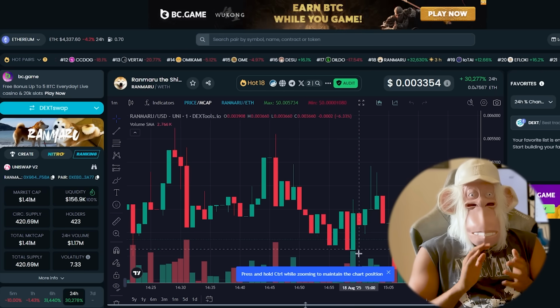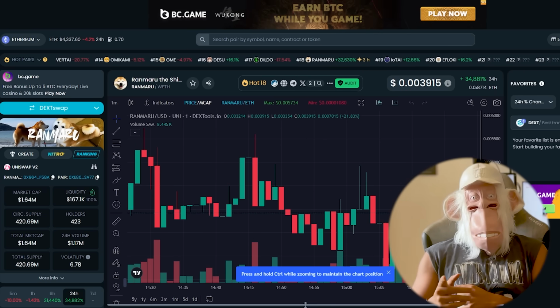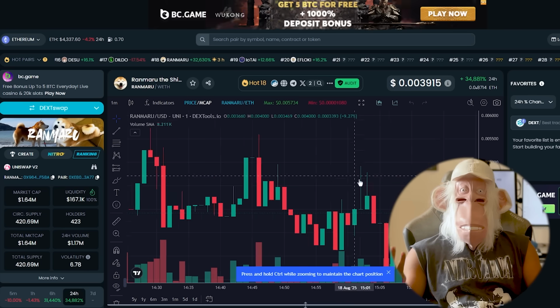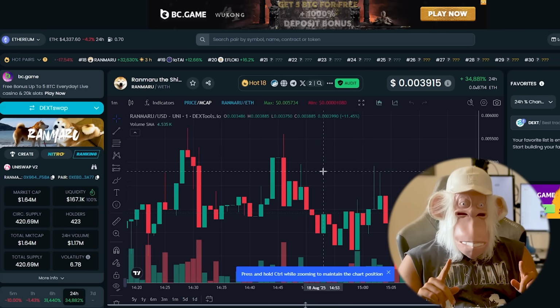Step 4. Analyze the chart. Click on the token to open the chart. DEX Tools lets you see price movement, buy and sell orders, and volume. Look at the volume. If there are real people trading, that's a better sign.